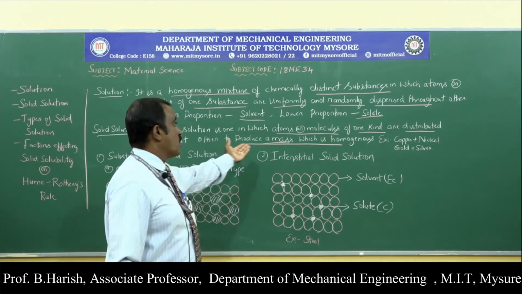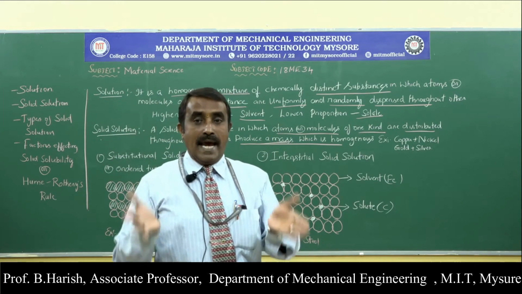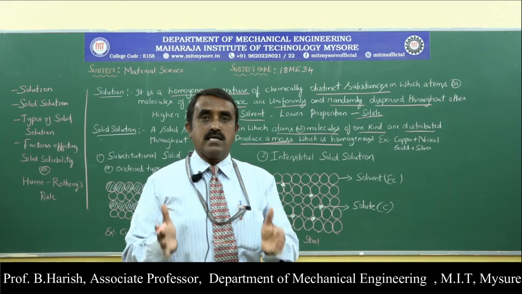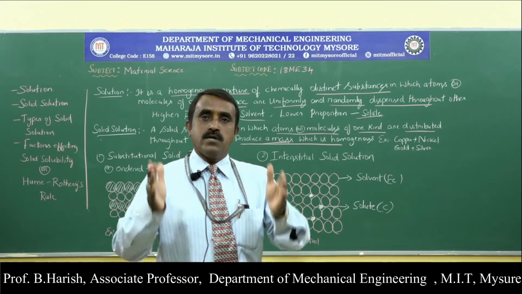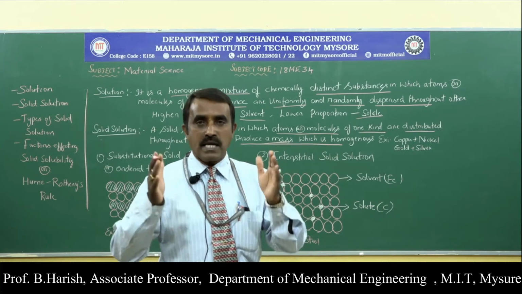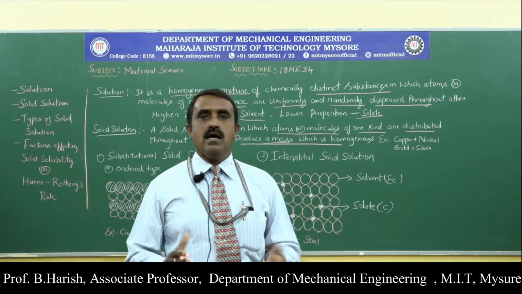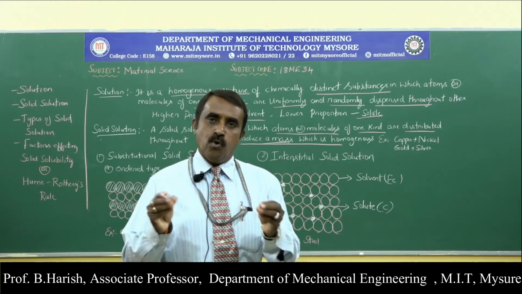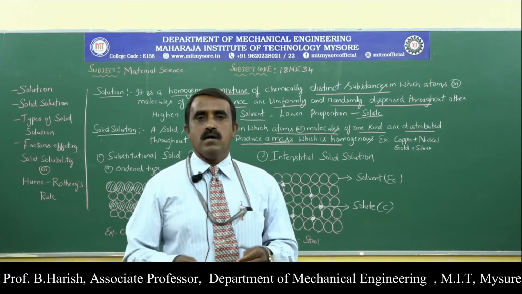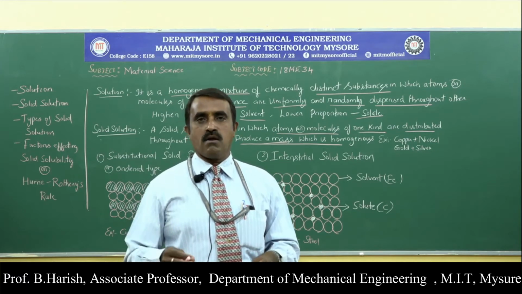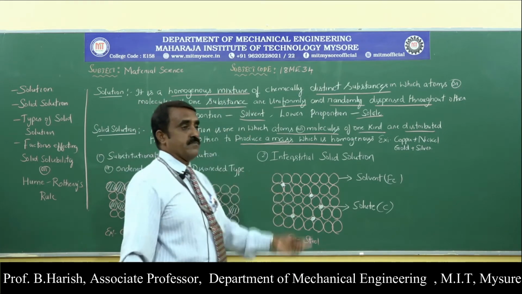Throughout, so as to produce a mass which is homogeneous. Once again, it should be a homogeneous mixture. In solid condition, they both get distributed in each other to get a new metal or new alloy, that is called a solid solution. Example, copper, nickel or gold, silver. So both will be in solid state, mixed together, so we get a new alloy, a copper, nickel alloy or gold, silver alloy. That is called a solid solution.